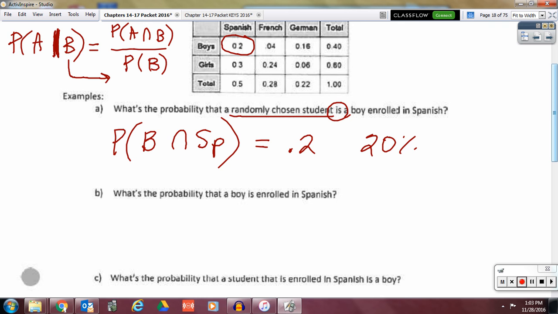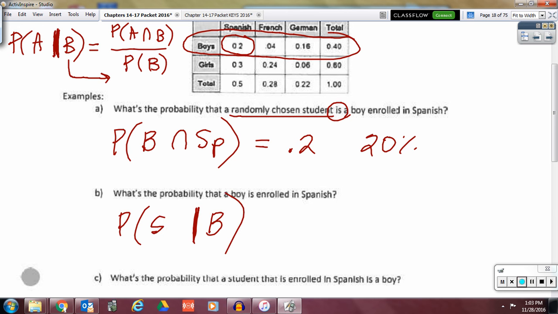So my bag is no longer the whole student population. My bag is now what? Yes, my bag is just a boy bag. Okay? So it's the probability that I am given the information that it's a boy. What's the probability that it's in Spanish? So let's write out how this is notated. Out of all the boys on the bottom, on the top is my what?